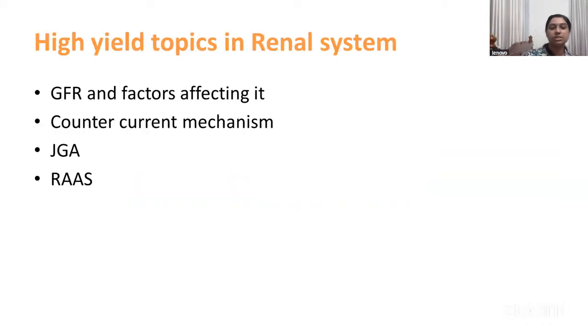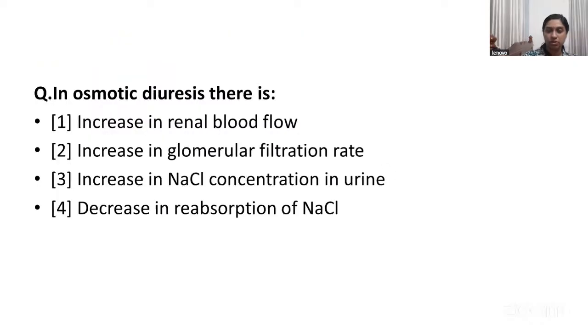So coming to the next system, that's the renal system. So these are some of the high-yield topics of renal system. GFR and the factors affecting it. Countercurrent mechanism is important. Juxtaglomerular apparatus. Renin-angiotensin-aldosterone system. Okay, these are the important topics. Coming to the first question.